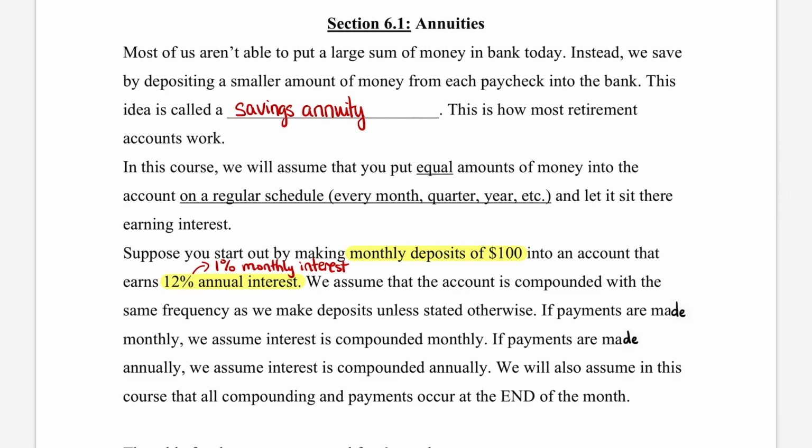Now, for example, if I am making quarterly deposits, then my interest will be compounded quarterly. I will take the annual interest divided by 4 because there are 4 quarters in a year.